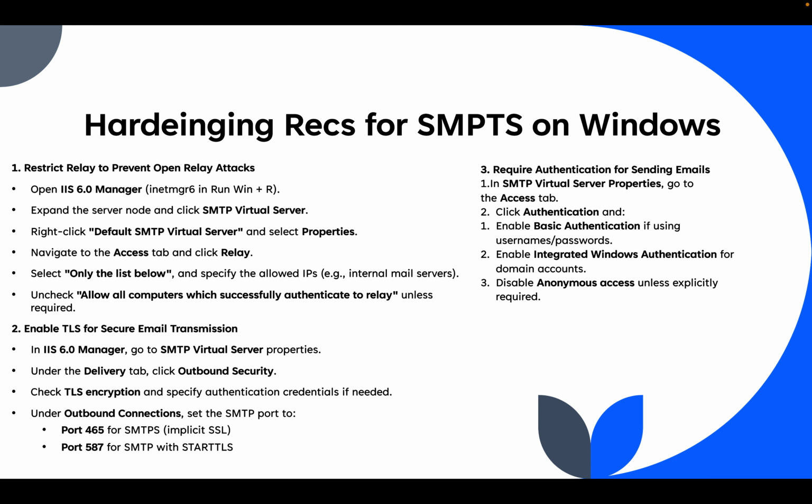For step 3, we have require authentication for sending emails. We do this by going to the SMTP virtual server properties, going to the Access tab, click Authentication, and enable basic authentication if using username/passwords. Enable integrated Windows authentication for domain accounts, and disable anonymous access unless explicitly required.